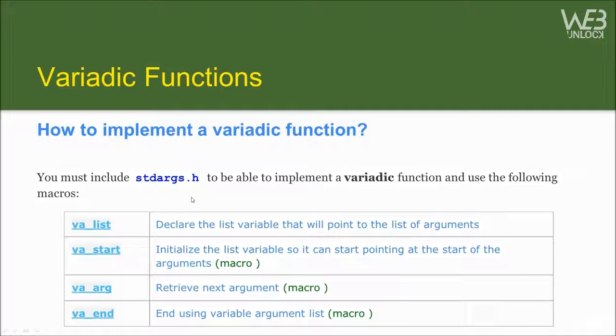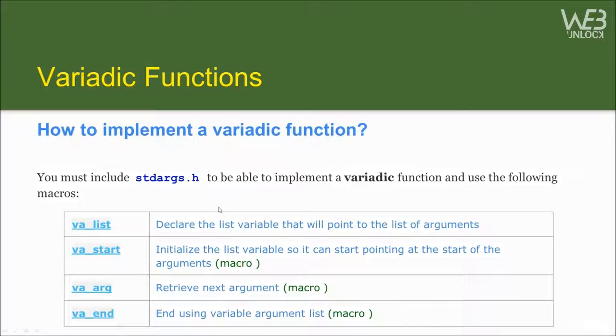Okay, so now how do we implement a periodic function? In order to implement a periodic function, you must include a special header file called stdarg.h. This file has some macros that make it easy for you to write functions that can take advantage of this periodic list or this variable number of arguments.